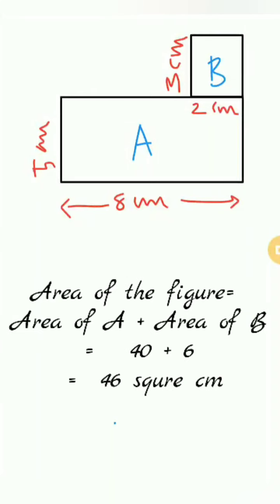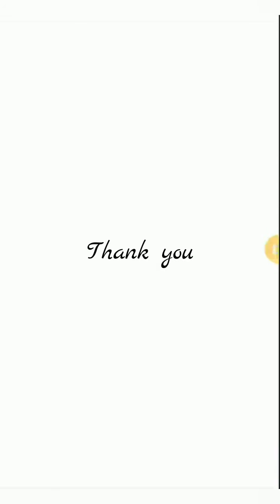Then the area of this irregular figure is equal to area of rectangle A plus area of rectangle B, and that is equal to 40 centimeter square plus 6 centimeter square, and that is 46 centimeter square.